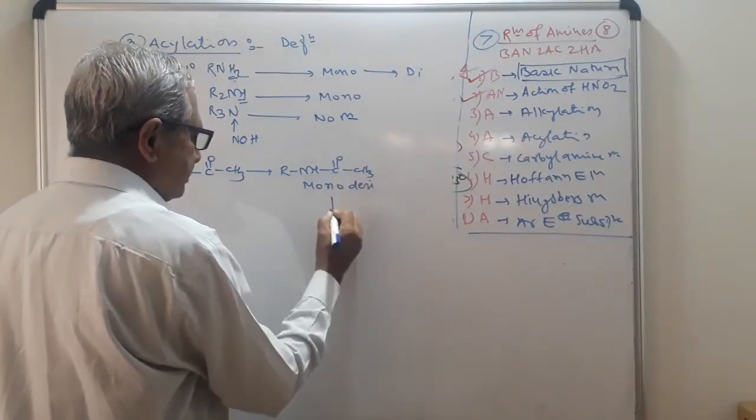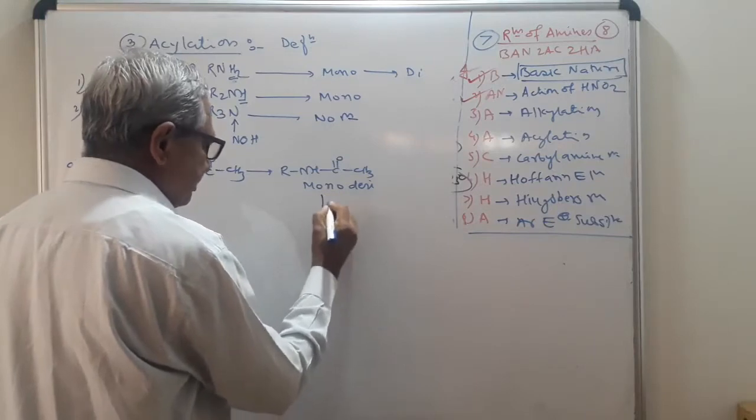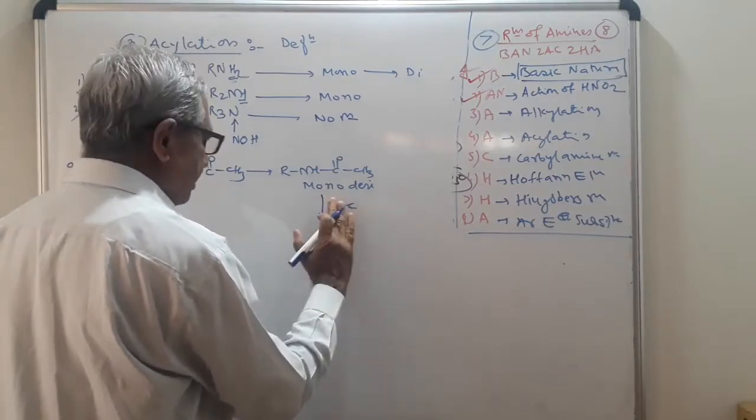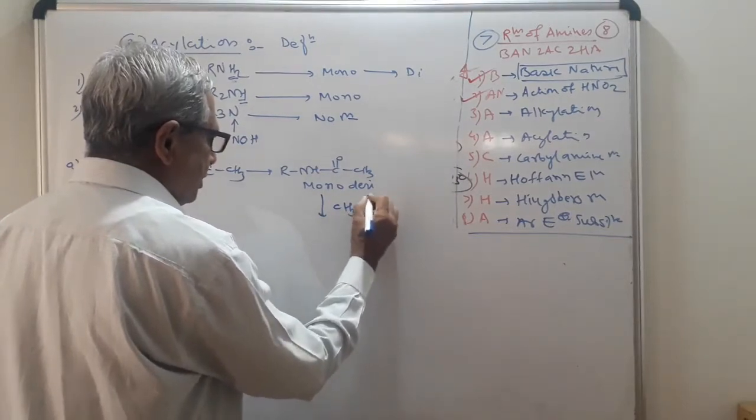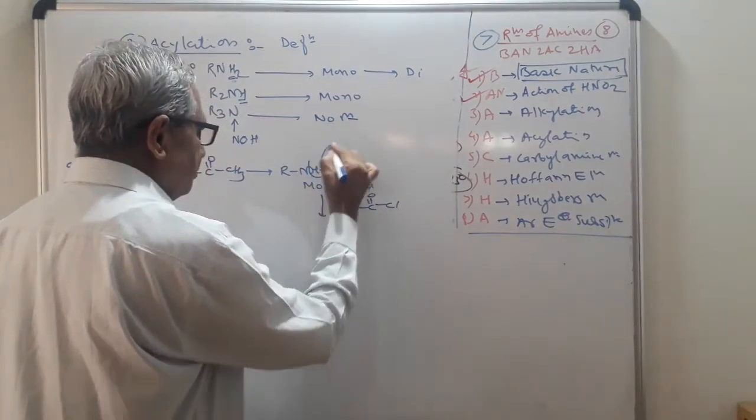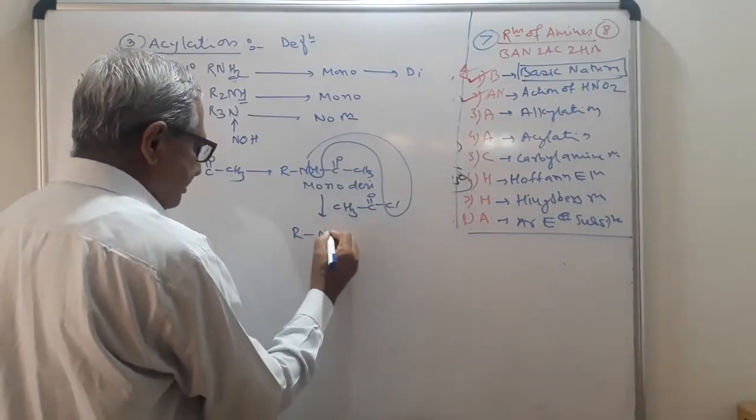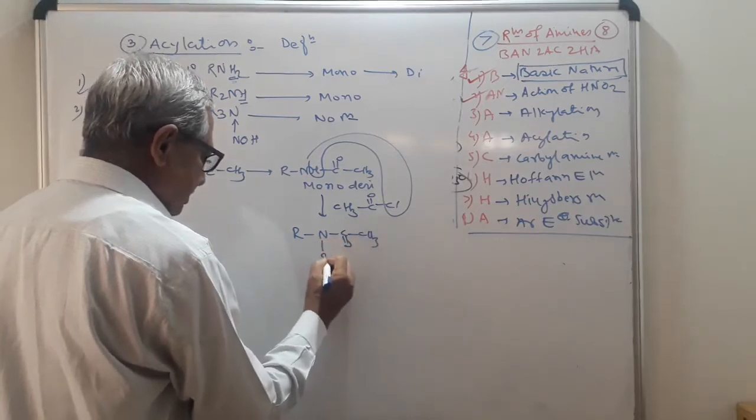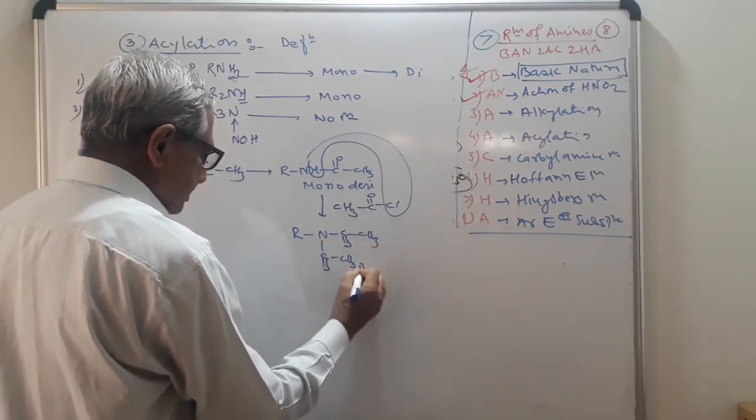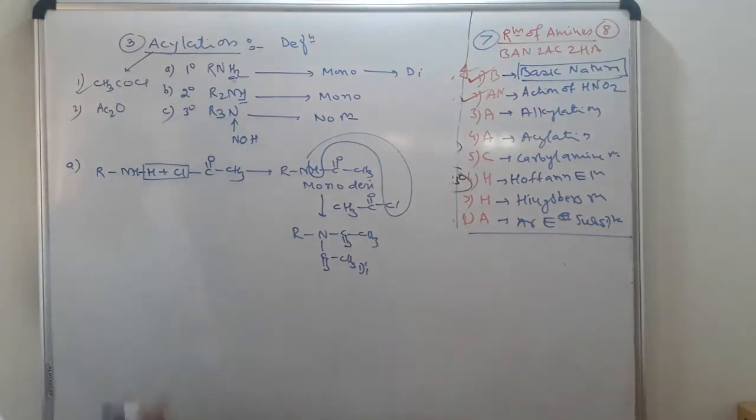See here, again it contains one replaceable hydrogen atom. It will react with the second molecule of acetyl chloride. Suppose your acetyl chloride is CH3COCl. You can easily remove HCl. So you will get here RN(COCH3), again COCH3. This is a diacetyl derivative. So in this way you can get the diacetyl derivative.